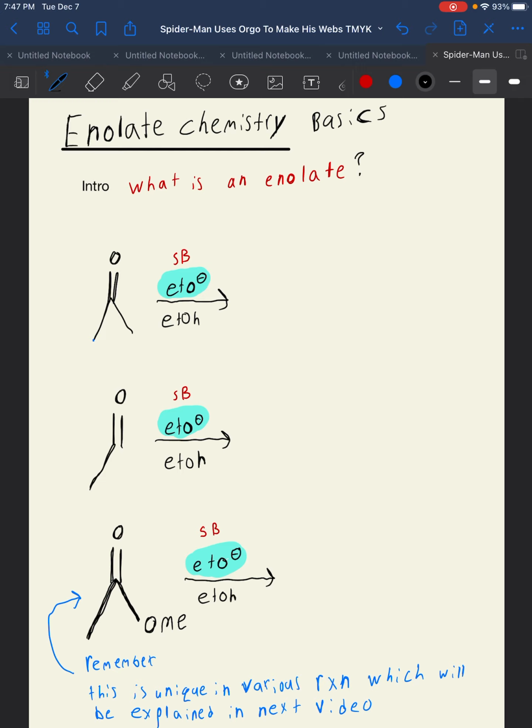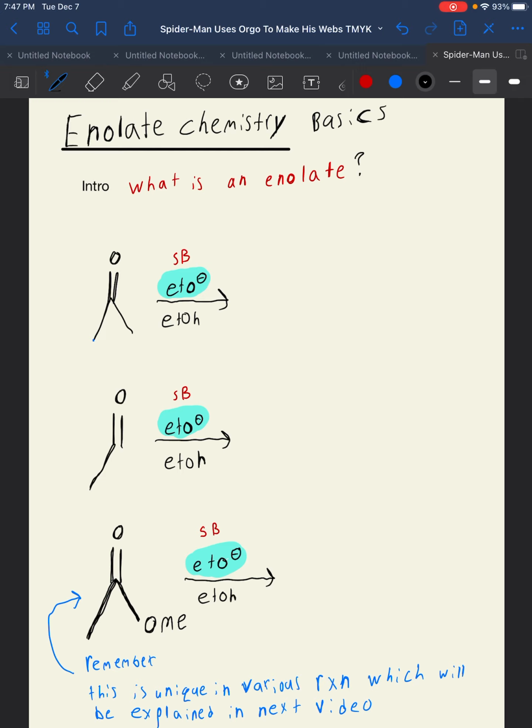So today we're going to be going over the basics of enolate chemistry before we actually get into some of the more complex reactions. So let me just put basics here. And this will give you a good understanding and grasp of enolate chemistry before we actually start doing those complex reactions. So with that being said, what exactly is an enolate?